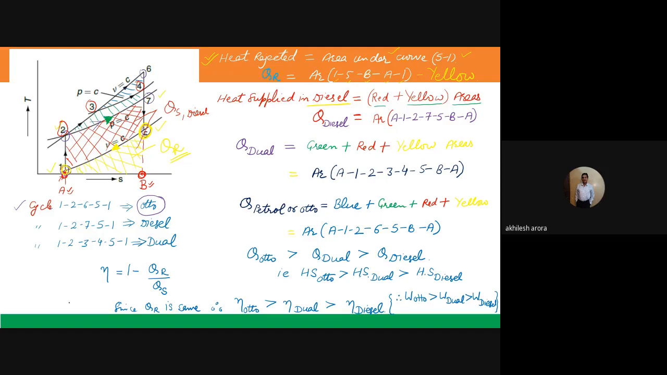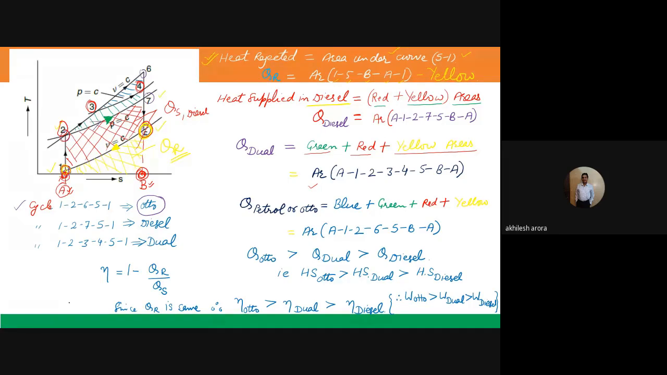So, what is the area under this curve 2 to 3 and 3 to 4? I can say we can go for the green area plus the red area plus the yellow area under this curve. So I can write this area as: point A, then point 1, then point 2, then point 3, then point 4, then point 5, and then going up to point B here, and then coming back to point A here. So this is the whole area which represents the heat supplied in case of dual cycle.